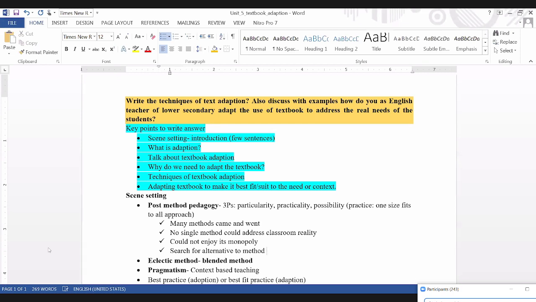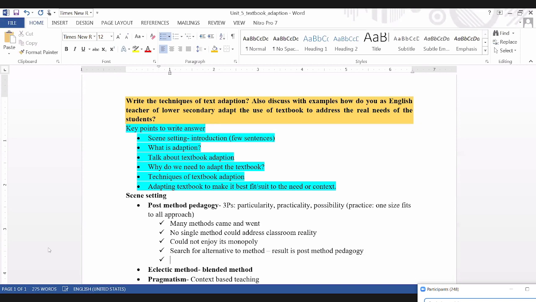क्लासरूम इज डाइभर्स होइन. So to address this classroom diversity, we should have such a concept that addresses the classroom reality, the real, live needs of the students in the classroom. So they decided to search for alternative to method, and that result is what? Result is post method pedagogy.